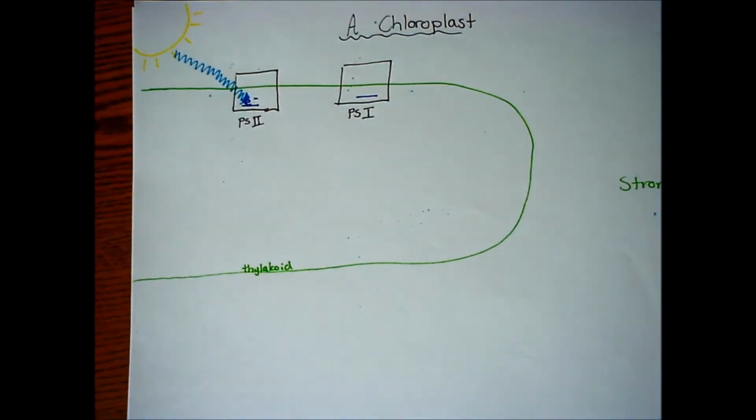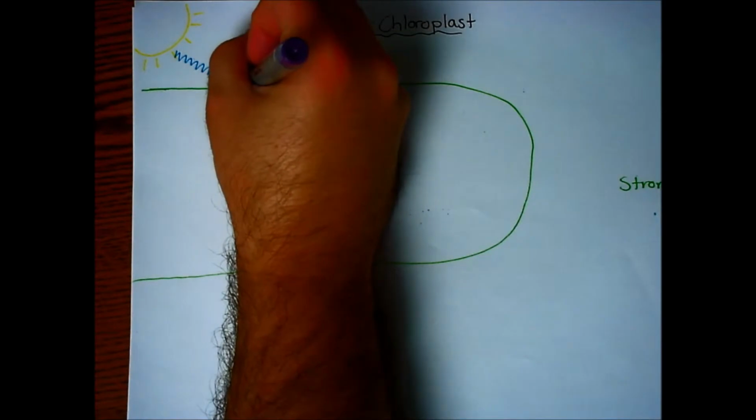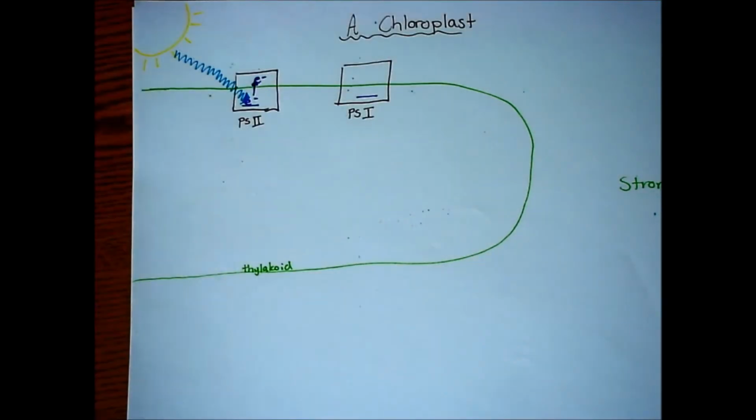Now, as the photon strikes the second photosystem, or photosystem 2, what will happen to the electron? It gets excited, which means it gets higher in energy. We depict that like such. Now the electron is in this excited state.